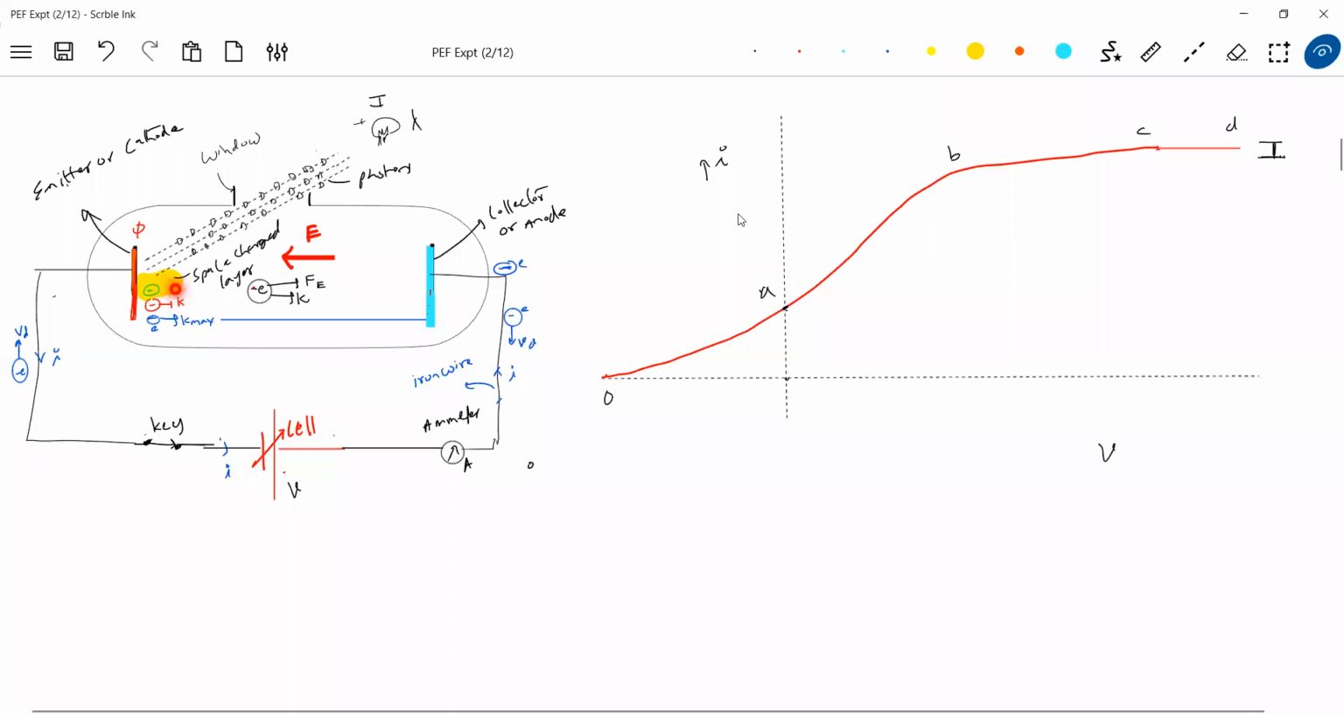Any reason? The zero kinetic energy photoelectrons will be attracted. The electrostatic field will accelerate them. Then they'll start moving towards the collector. So therefore, current should increase here. So any reason for ABC we should write?